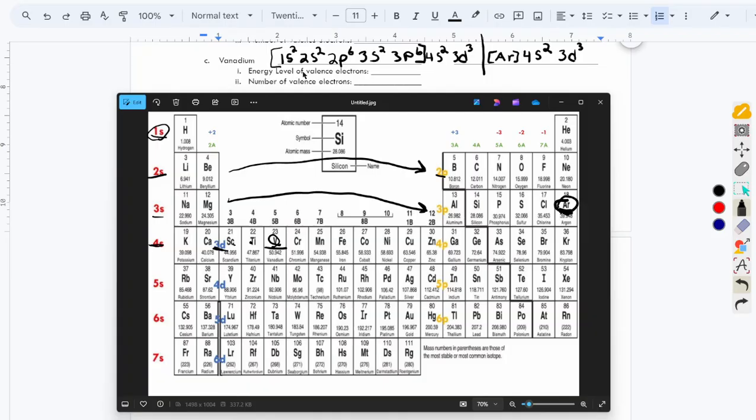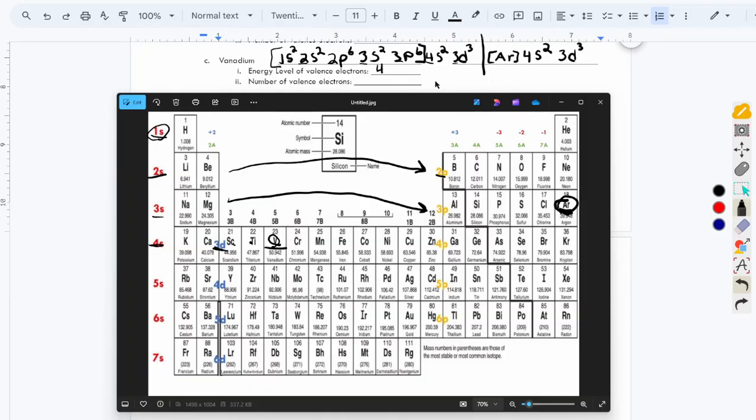All right, so the energy level of the valence electrons. How do we find that? Well, first we look at these large numbers here. The large numbers tell us the energy levels. What is the biggest large number that I have? Now, it's not always the last number. In this case, it's 4. So the energy level that the valence electrons are on is energy level 4. I'm just trying to find the highest one.